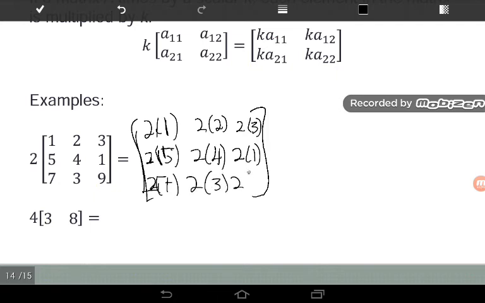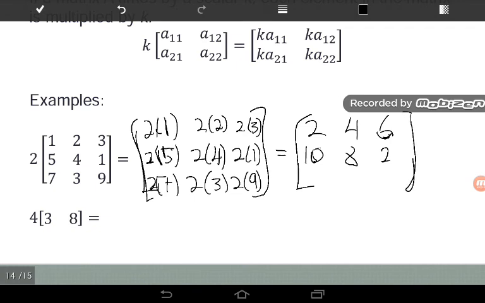and 2 times 9. So the answer is 2 times 1, 2, 2 times 2, 4, 2 times 3, 6, 2 times 5, 10, and 2 times 4, 8, 2 times 1, 2, and 2 times 7, 14, 2 times 3, 6, and 2 times 9, 18.